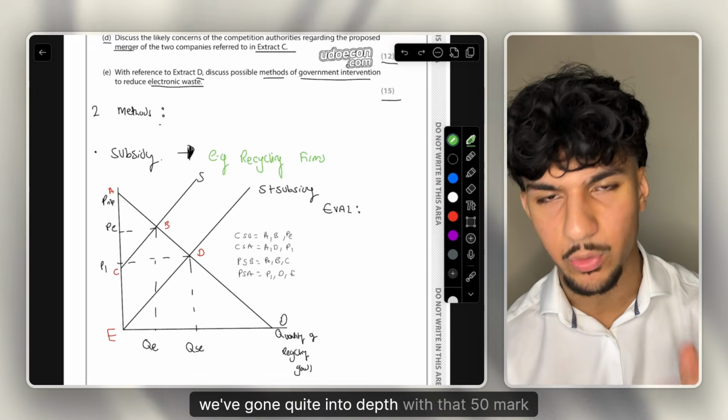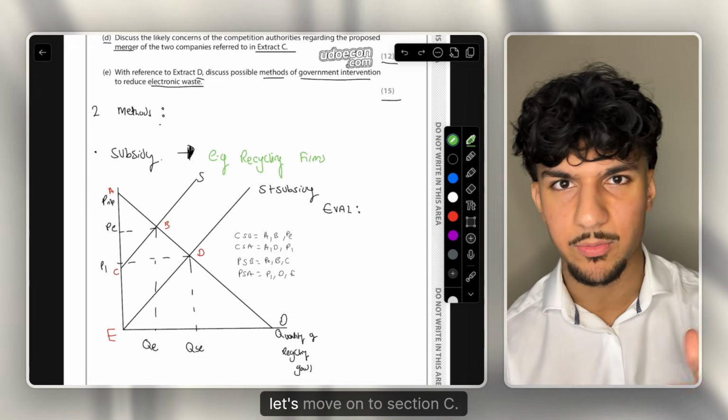But yeah, we've gone quite into depth with that 50-mark question. I hope that's helped. And yeah, let's move on to section C.